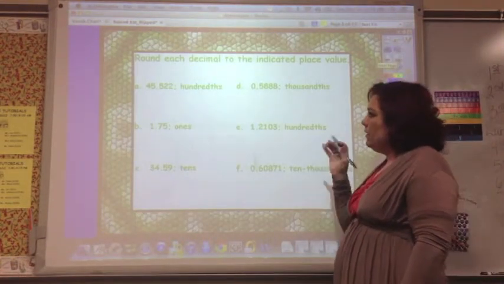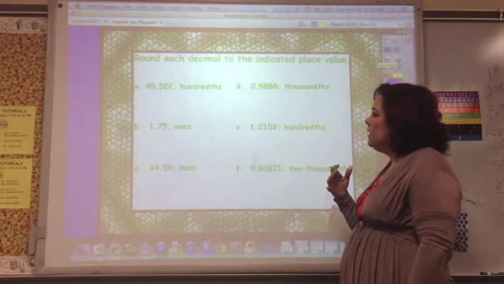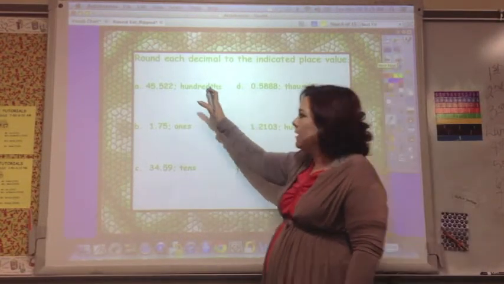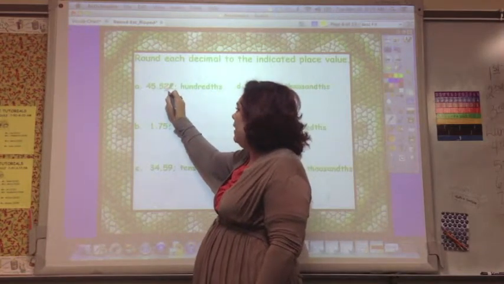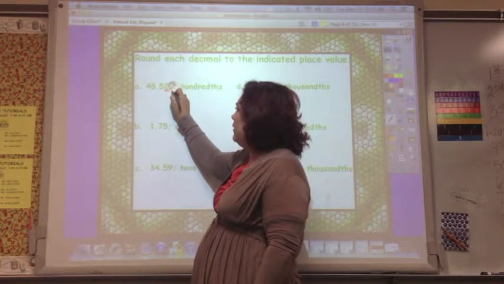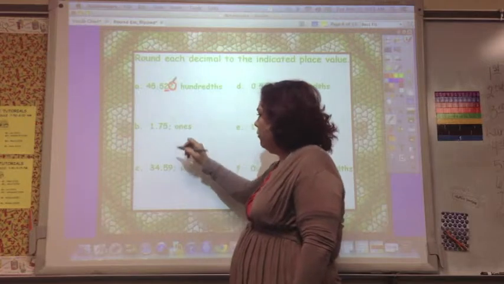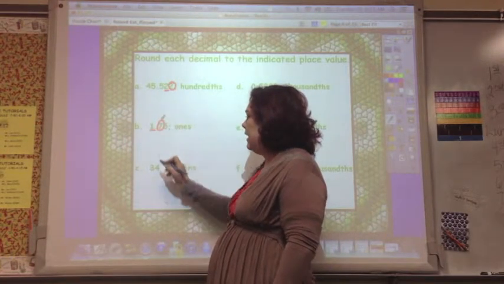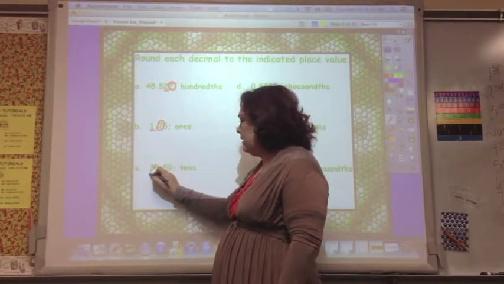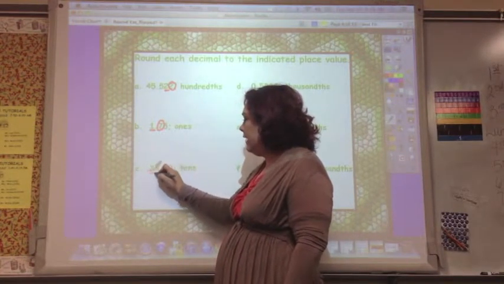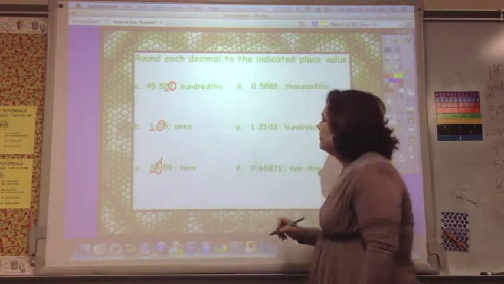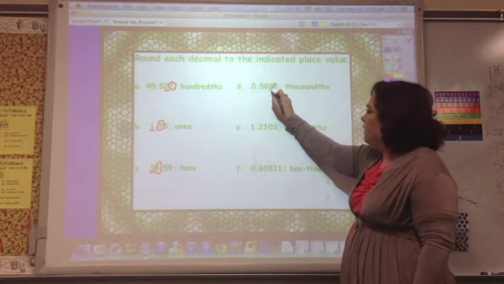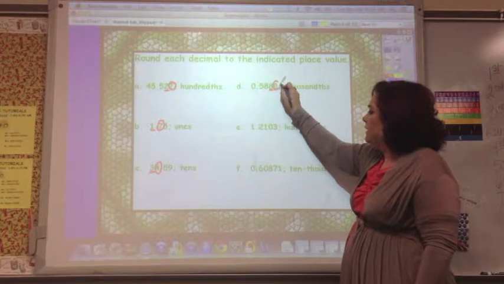Now, it's going to tell you to round the decimal to indicate a place value. So on hundredths, you're going to underline the hundredth and look to that. Ones, you're going to underline the 1 and look to that. Tens is all the way over here. You're going to underline that and look to that. And thousandths, you're going to underline the thousandths and look to that.